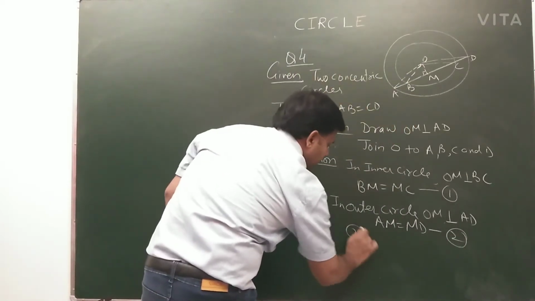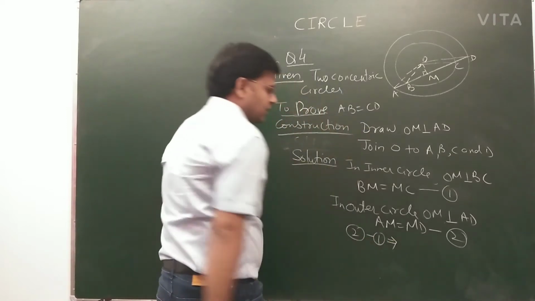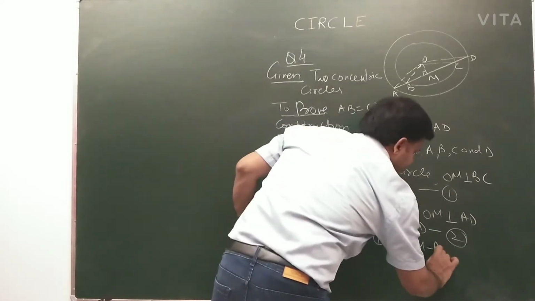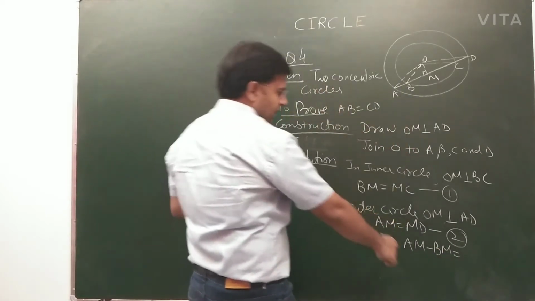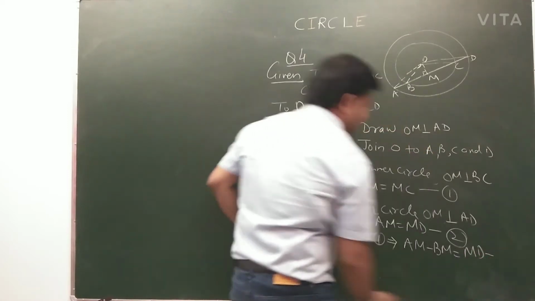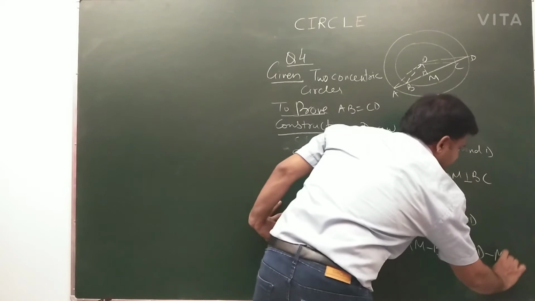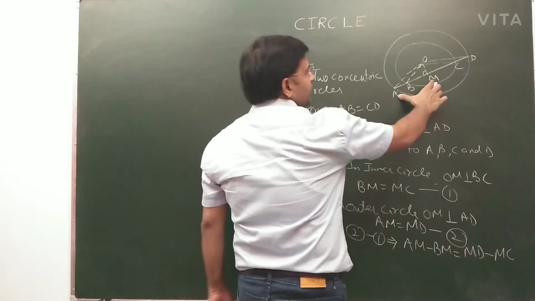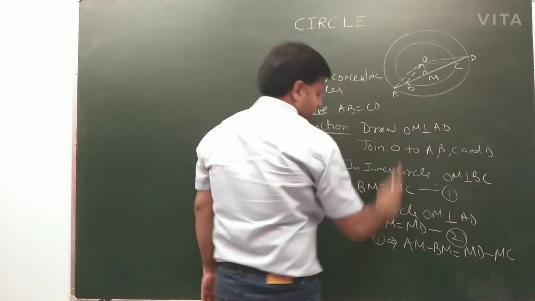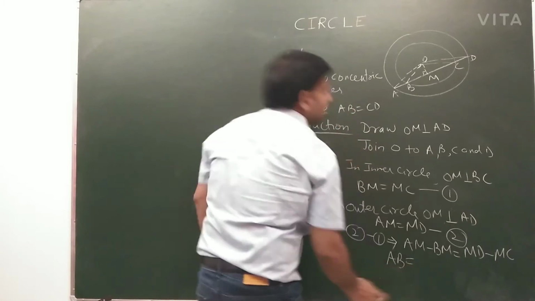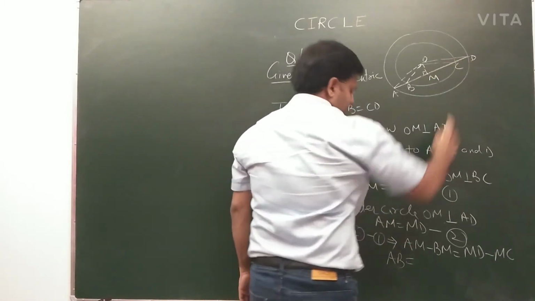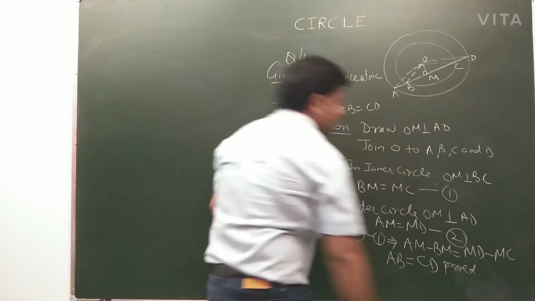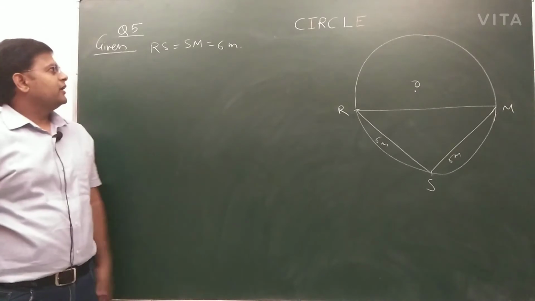So now from 2 and 1 you see what you are getting. So this AM, you subtract this BM, and this MD, you subtract this MC. So you are going to get this result AB, because AM minus BM is AB. So this is AB and MD minus MC is your CD. So now you have proved your result. Okay, now see question number 5.